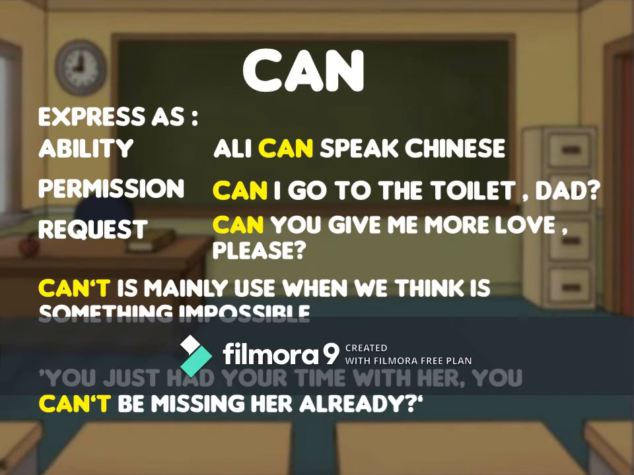Can expresses ability. For example, Ali can speak Chinese. Permission: can I go out to the toilet, Dad? As for request: can you give me some more love, please? Can't is mainly used when we think something is impossible. For example, you just had your time with her. You can't be missing her already.